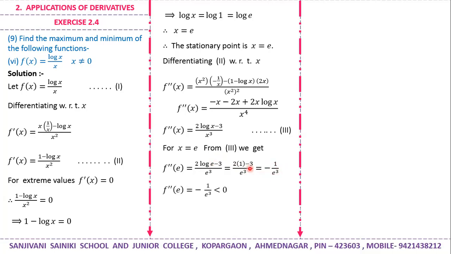Now e is always positive; e raised to any power you take is always positive. So this factor is negative, so f double dash at e is less than 0. So the function will have a maximum at x is equal to e. And what is that maximum value?